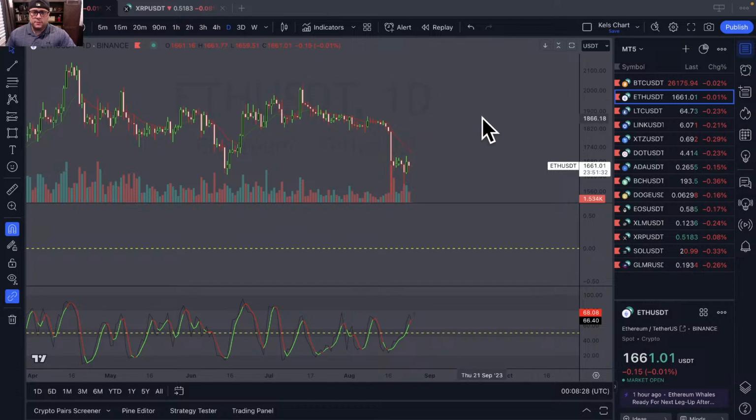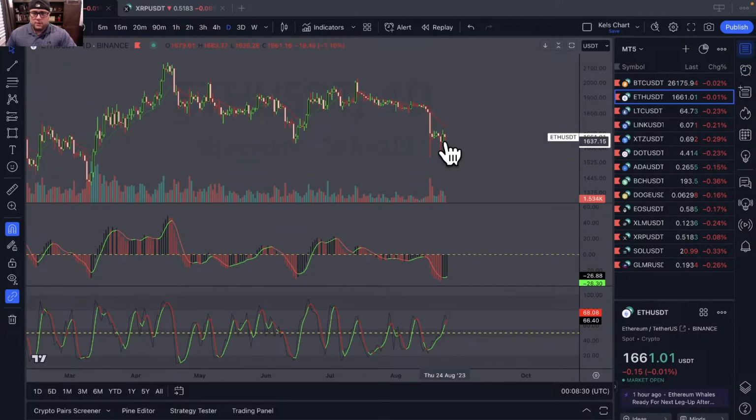Let's look at Ethereum. Okay, Ethereum. Right here, we're just going sideways. So what you want to do on these is, remember, trading is patience. If you get into a rush on trading, that's when you're going to get yourself in trouble, okay?